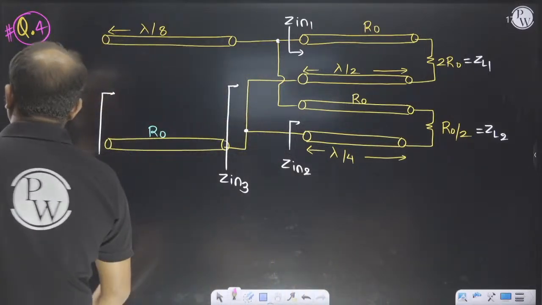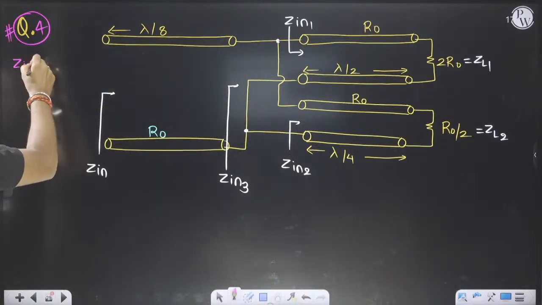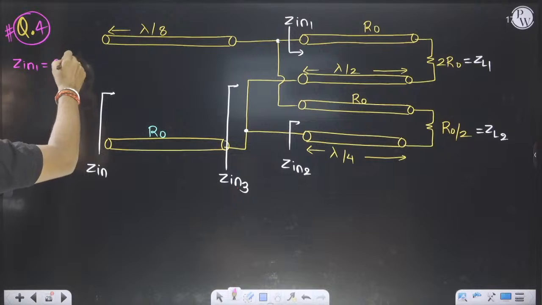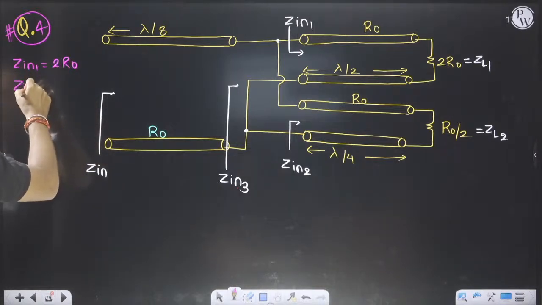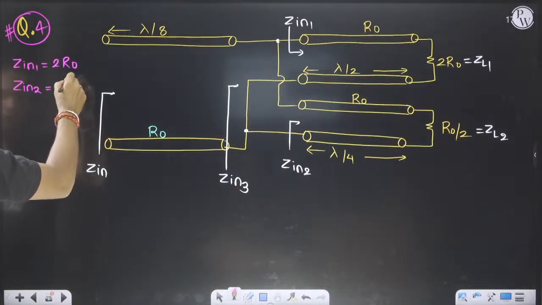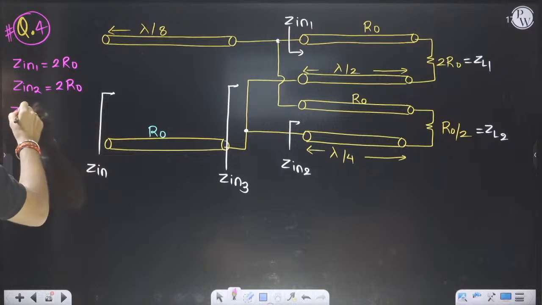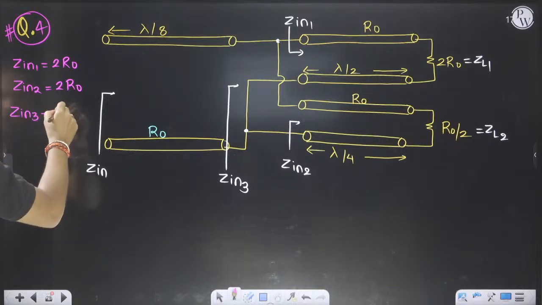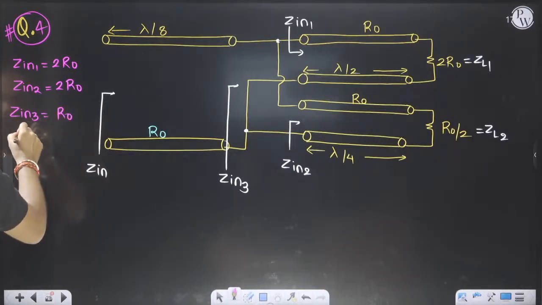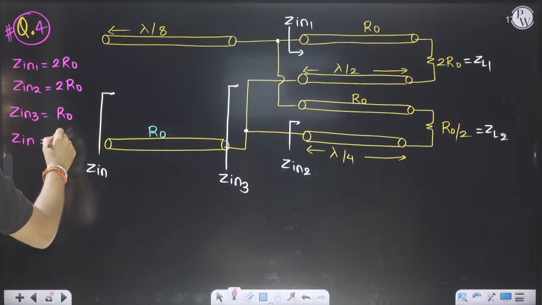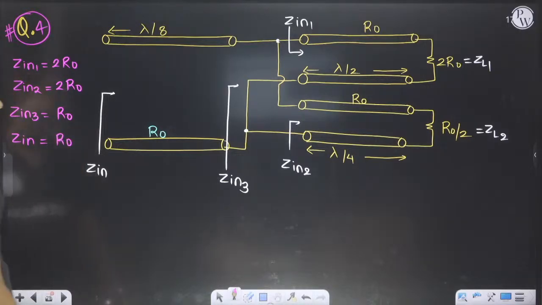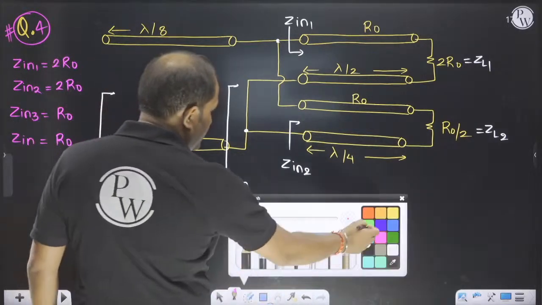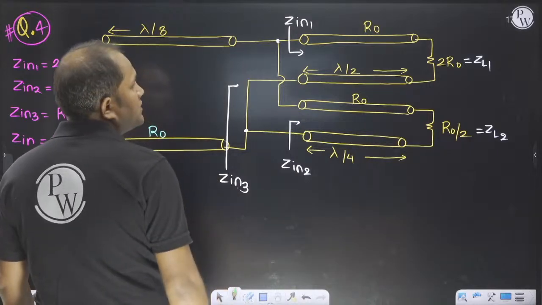First of all, I will write down what is Z in 1. Z in 1 is 2R0. What is Z in 2? Z in 2 is also 2R0. What is Z in 3? Z in 3 is R0. And what is Z in 4? Z in is also R0. Then we have to find out the reflection coefficient.